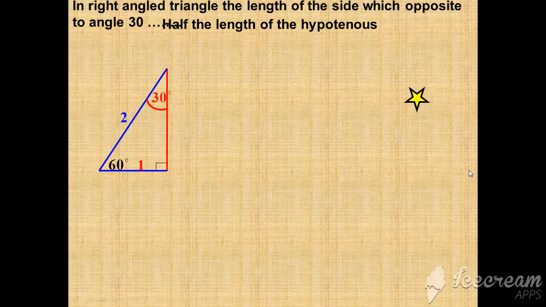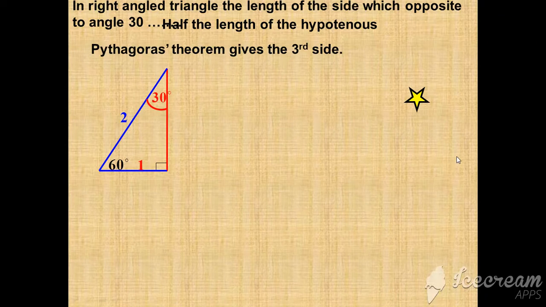Finally, I need to find the length of the third side using Pythagoras theorem. Here the third length will be a leg, so it will be 2 power 2 minus 1 power 2, which is root 3. Finally, I have a 30-60 triangle. The ratio between the lengths of the three sides: the side opposite to 30 is 1, the hypotenuse is 2, and the side opposite to 60 is root 3.